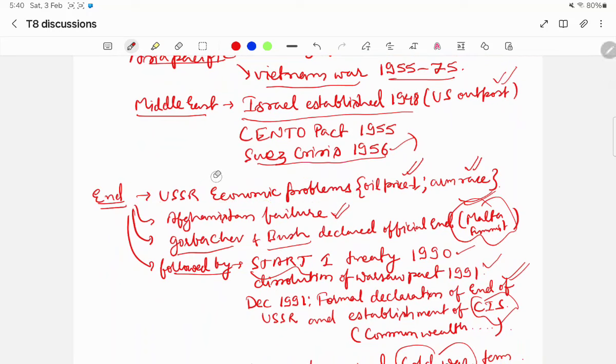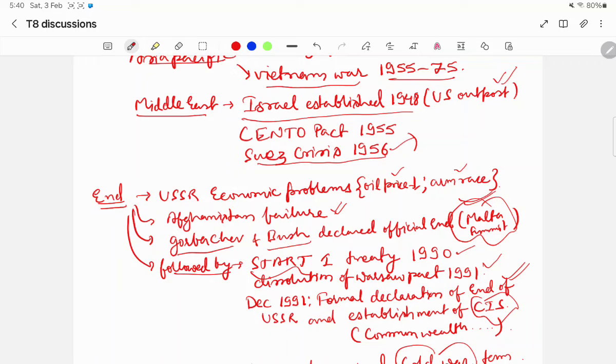So the USSR entered into deep economic problems because of its lending policies to its puppet regimes, and because of the drop in oil prices, and because of the costly arms race with the Americans, and because of the failures of the Afghan war with the Mujahideen.